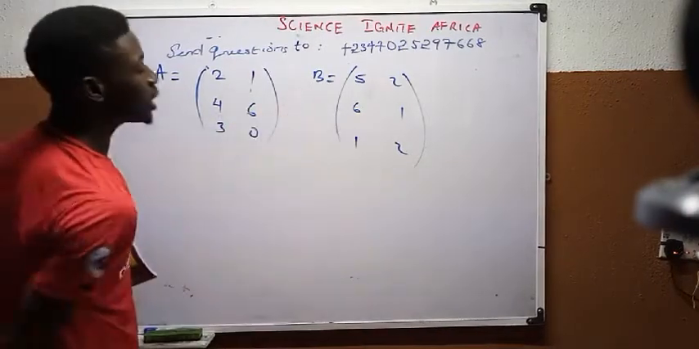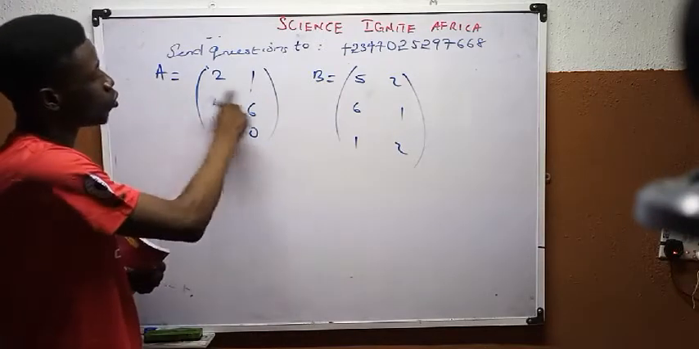So for this now, how many rows do we have?